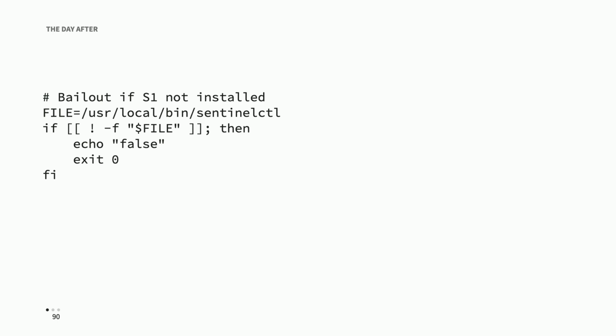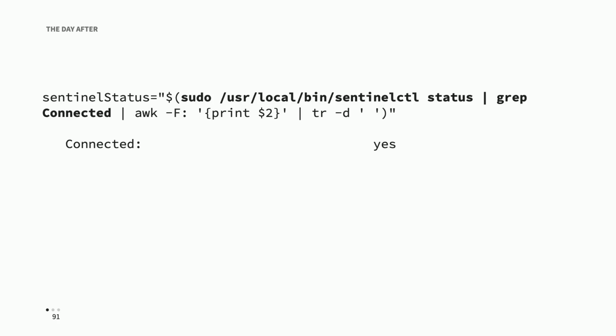So we're going to start with a simple bailout. I'm a huge fan of bailouts in your scalable scripts. If the tool's not there, don't do anything else. Don't waste the clock cycles, don't waste your time, just get out, right? Shut the door. If sentinelctl is not present, we're already done here. If it is present, let's bring it up.